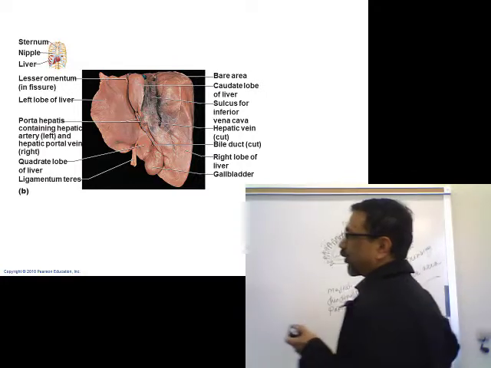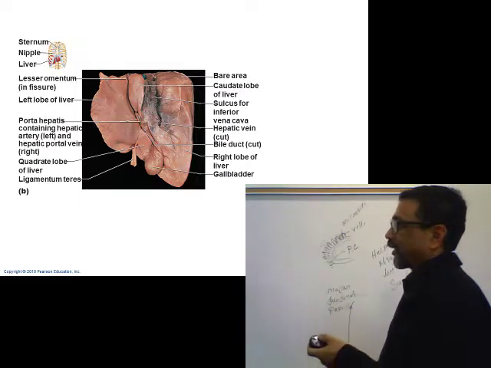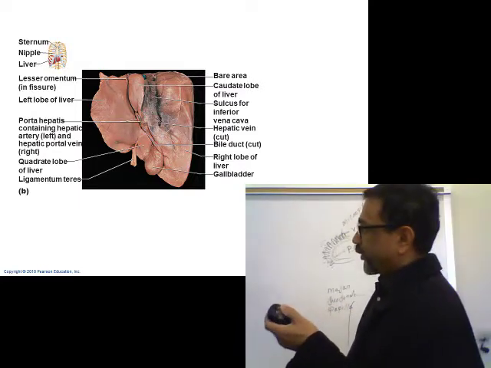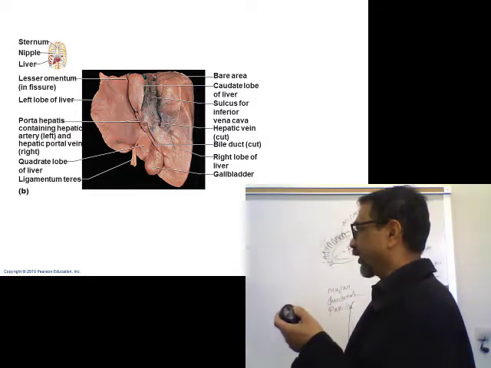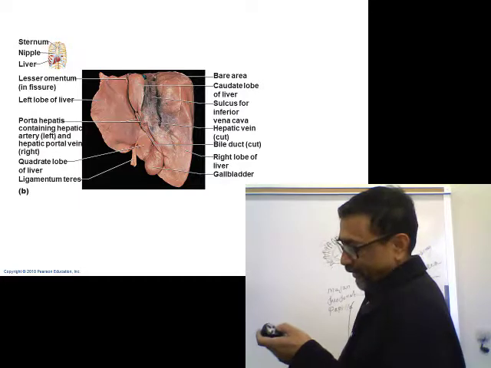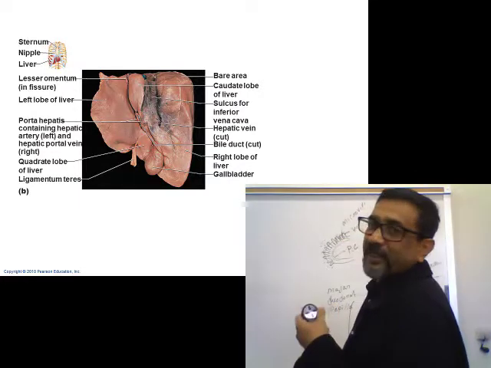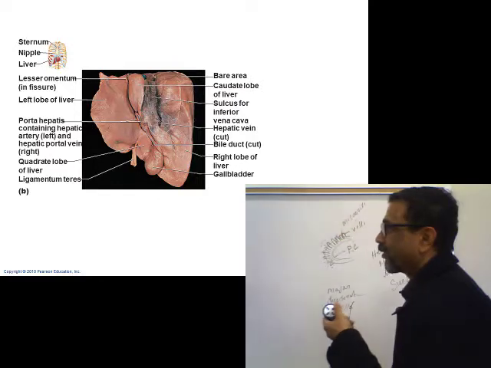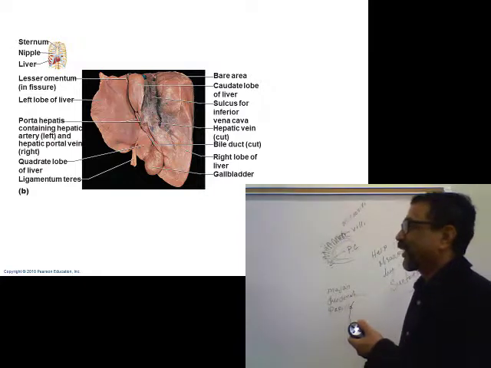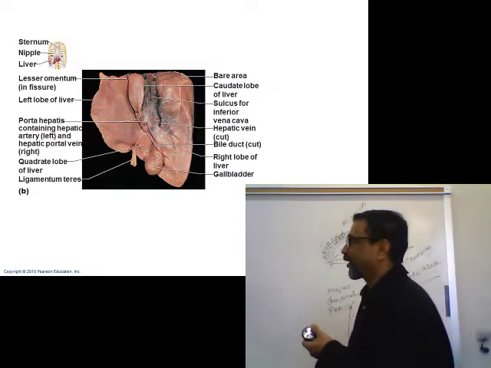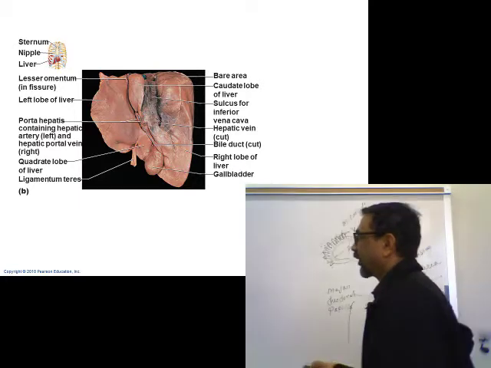You see the quadrate lobe, which is rectangular, quadri means 4, located beside the gallbladder. So that's the easiest way to know which one is quadrate. Caudate is beside the inferior vena cava. In this picture, they have removed the inferior vena cava, but you can see the impression, a deep groove, where the inferior vena cava is located. Sulcus for inferior vena cava. So next to the inferior vena cava, you have the caudate lobe.